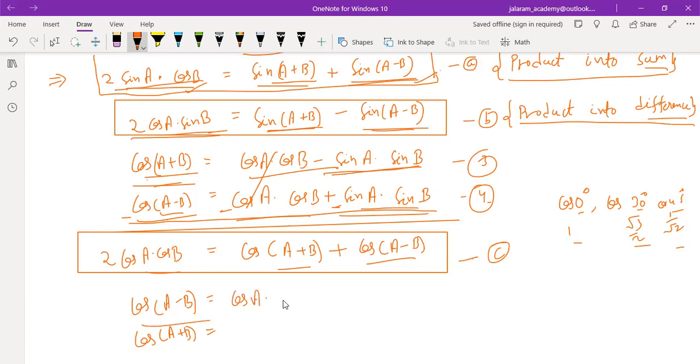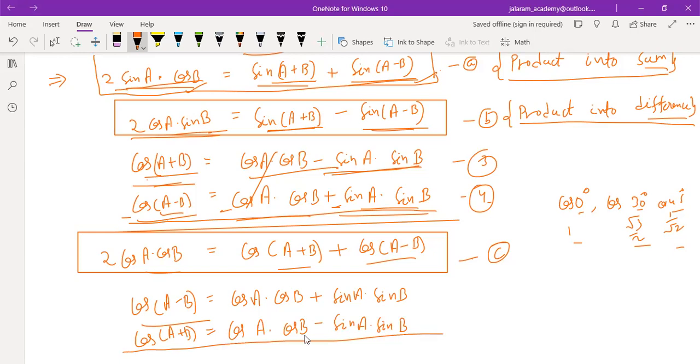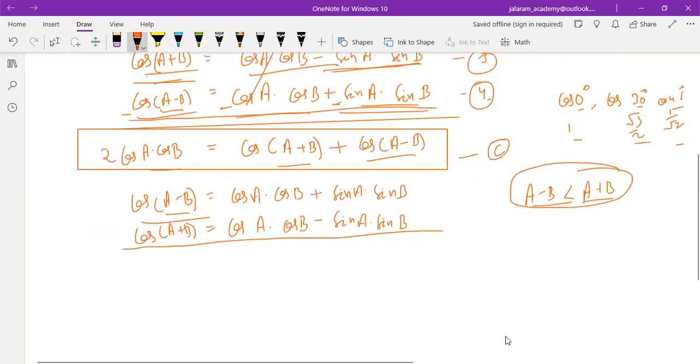Now the formula for cos(A−B) is cos A cos B plus sin A sin B, while the formula for cos(A+B) is cos A cos B minus sin A sin B. And we must always subtract the smaller from the larger. Larger is cos(A−B), as we know that A−B is always less than A+B. The sum of two angles is always greater than the difference between the two angles.